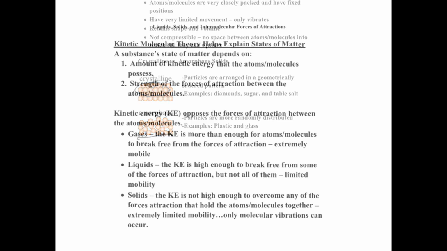Amorphous means that they're randomly distributed. They're in a fixed position, but you can't predict the position by looking at the pattern of where you'll find them. And so that's what amorphous is. Something like plastic or glass would fall into that category.